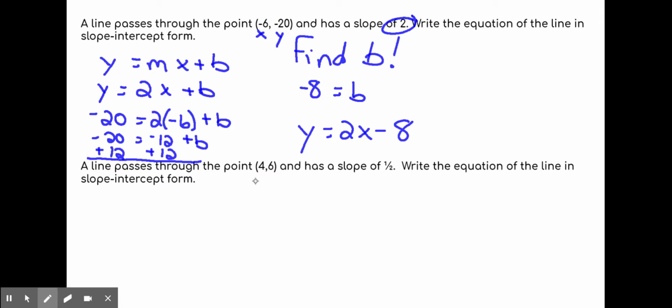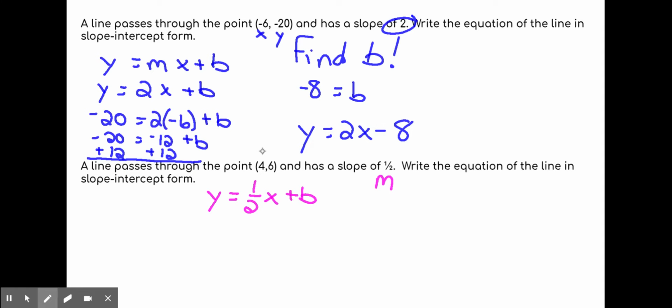Okay, so let's do it again. This time the line passes through the point (4, 6). It has a slope of 1/2, and we want the equation of the line in slope-intercept form. Well, they gave me m, right? So m is 1/2. So I know that if I use slope-intercept form, y has to equal 1/2 x, and then we have to find b.